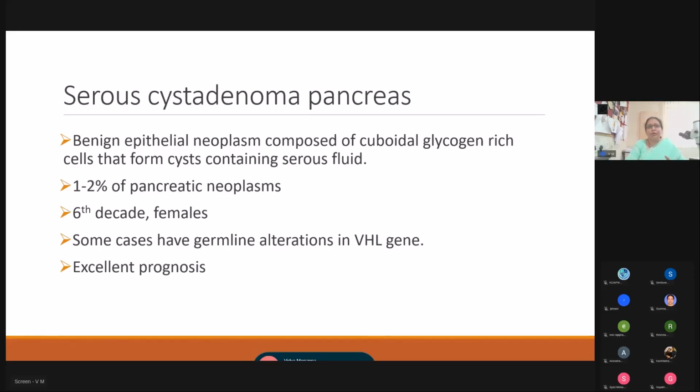Now, we don't know whether our patient had VHL syndrome because he did not have lesions in the CNS or in the kidney or anything else. So this was just an incidental finding, where inhibin was put, it stayed positive. These are associated with excellent prognosis.